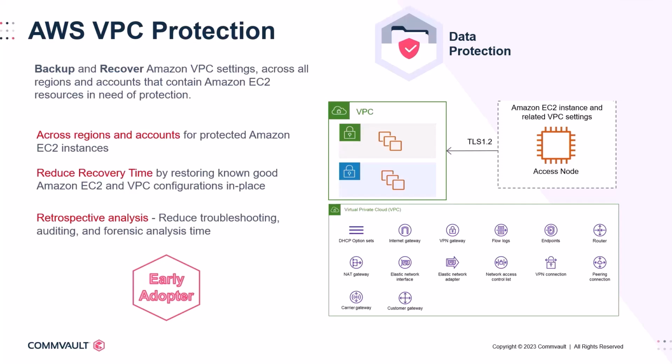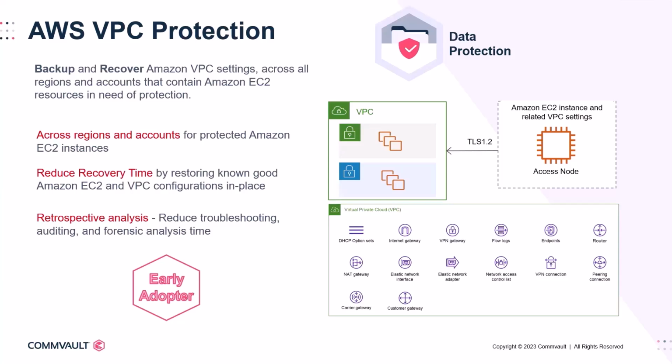1. Protect VPC resources related to protected Amazon EC2 instances, 2. Allow recovery of VPC resources when performing an in-place Amazon EC2 restore, 3. Recover the instance and VPC configuration as one Commvault automated or orchestrated operation, and 4. Allow forensic investigation of suspected changes to security configurations.